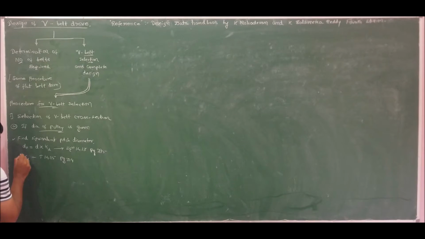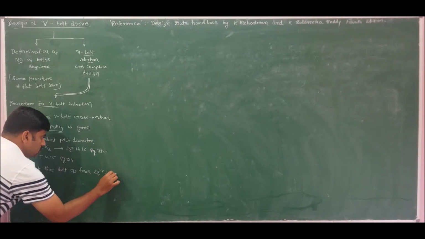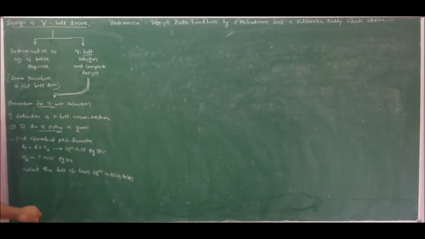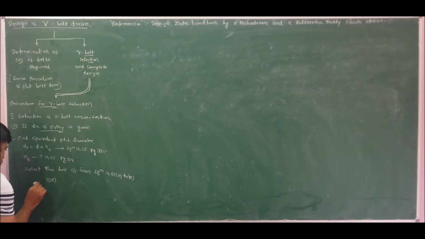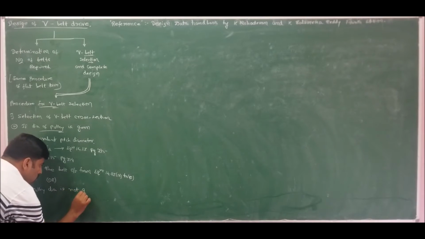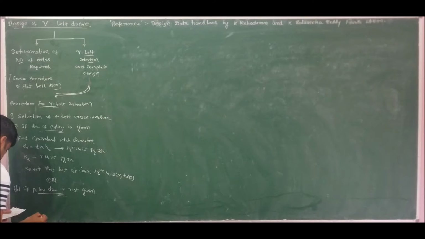Once you obtain the value of equivalent pitch diameter, select the belt cross section from A to E. Or, if the pitch diameter is not given, or the diameter of the pulley is unknown, then based on power we should select the cross section of the belt.